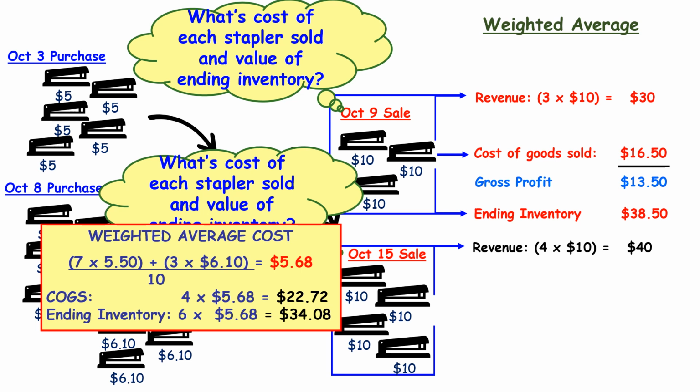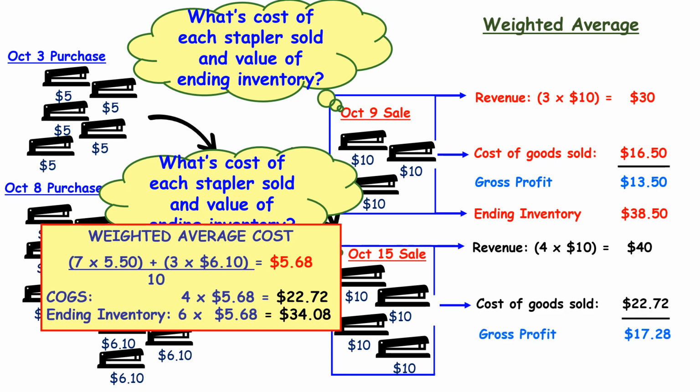So now ask ourselves, how many staplers did we sell? 4. So 4 at $5.68 is $22.72. How many are still left in the box? Ending inventory, that's 6. 6 staplers at $5.68 will give us $34.08.